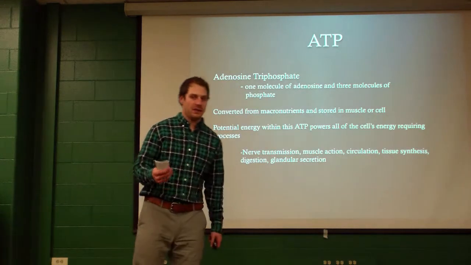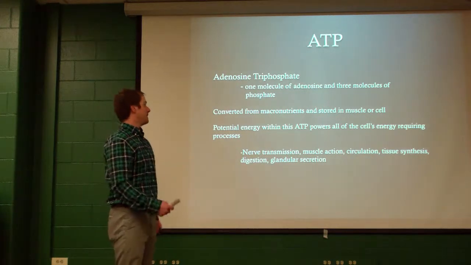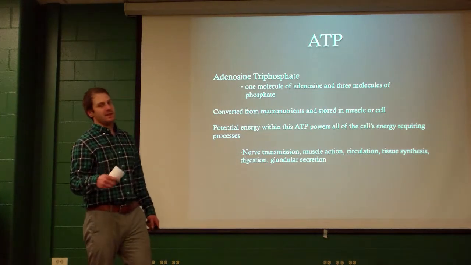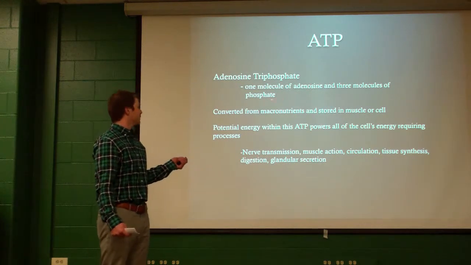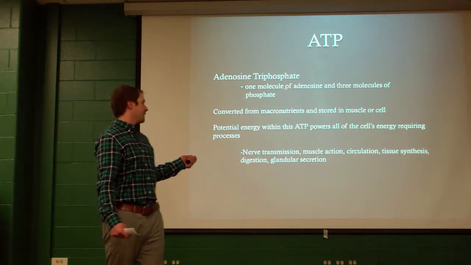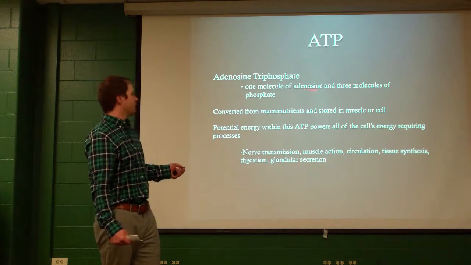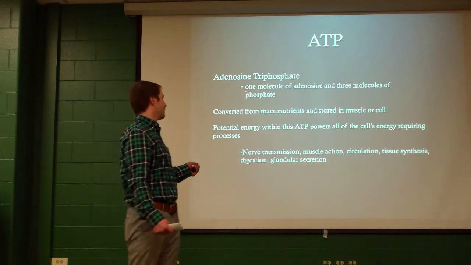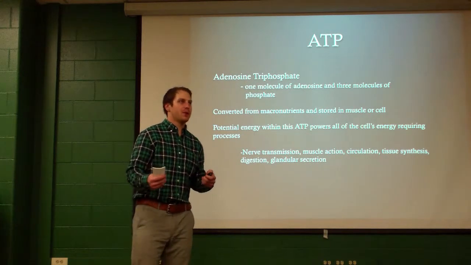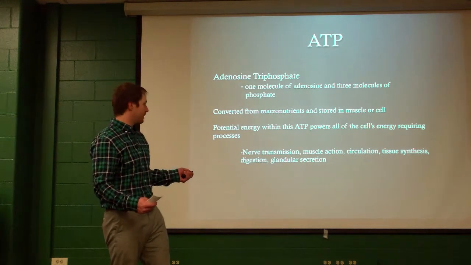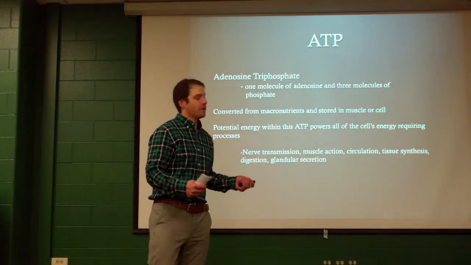So where does this energy come from? It comes from ATP, adenosine triphosphate. Just a little background, adenosine triphosphate is made up of one molecule of adenosine and three molecules of phosphate. This is converted from macronutrients and stored in muscles or the cell.